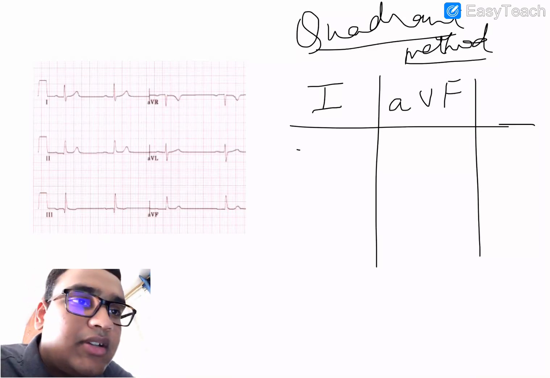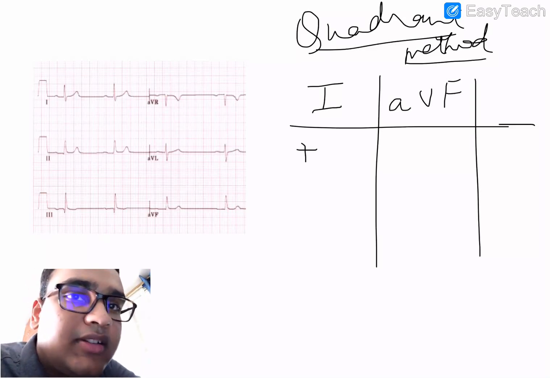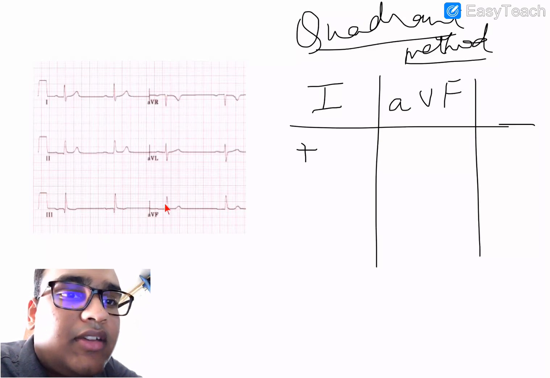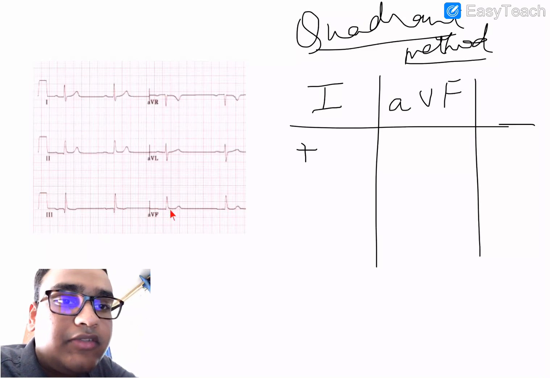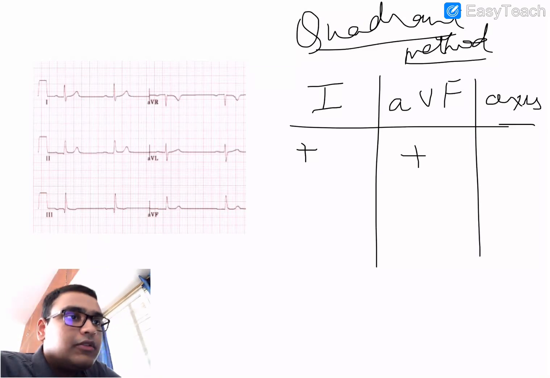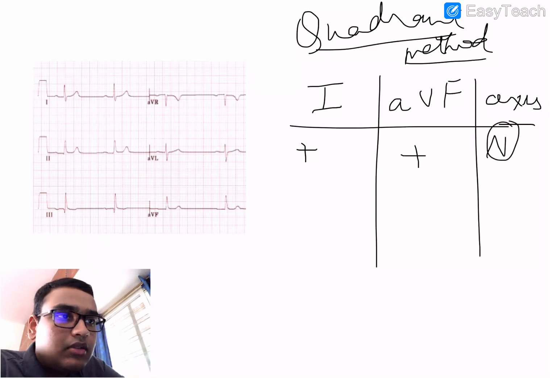If lead 1 is positive, then you have to look at the deflection. Here lead 1 is a positive deflection because positive is more than negative. And AVF, you have to look at AVF. This would be a positive AVF because there is positive deflection along AVF. So if lead 1 is positive and AVF is positive, your axis would be normal.